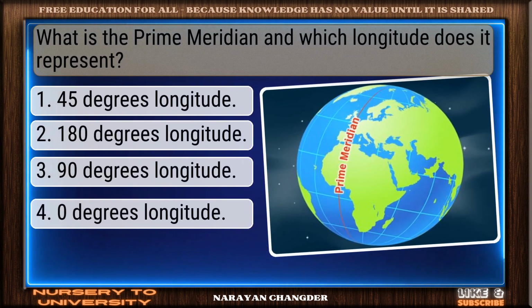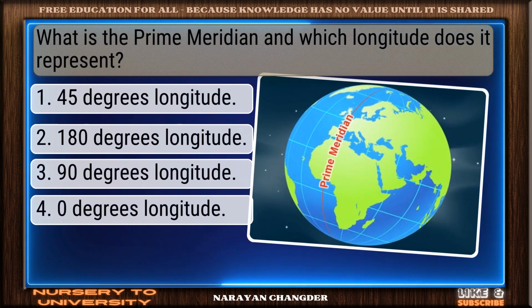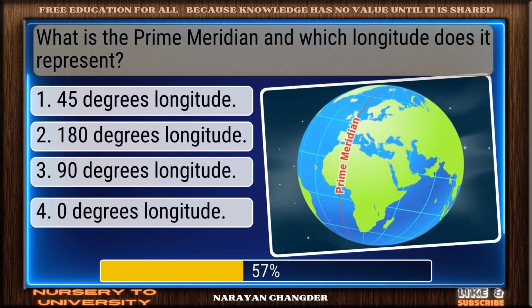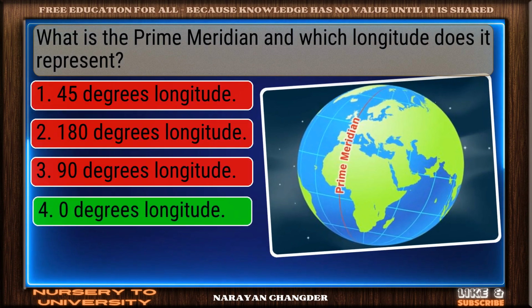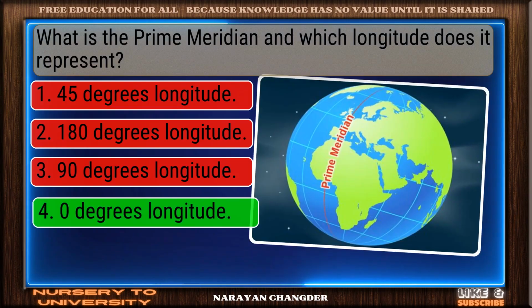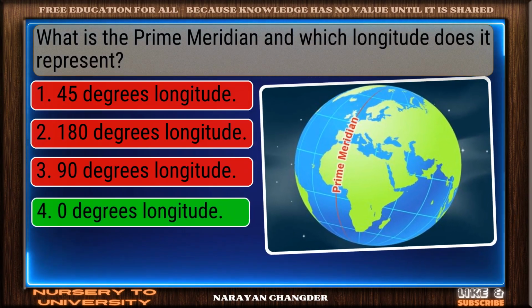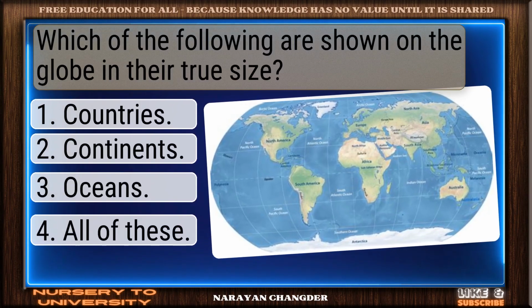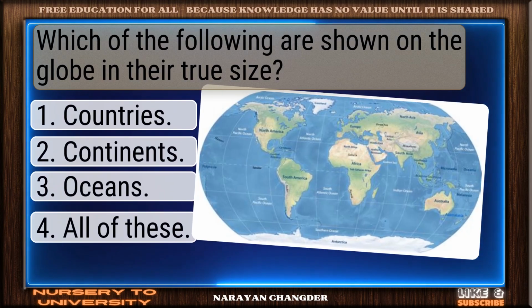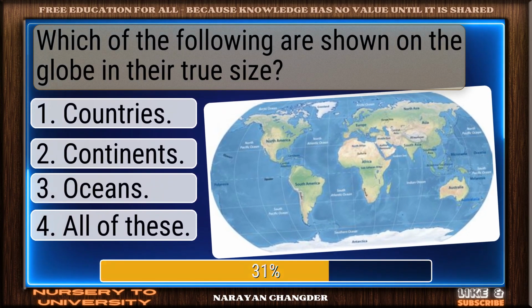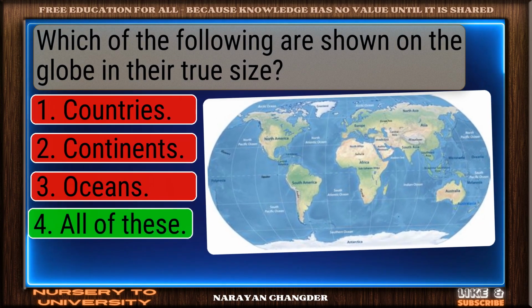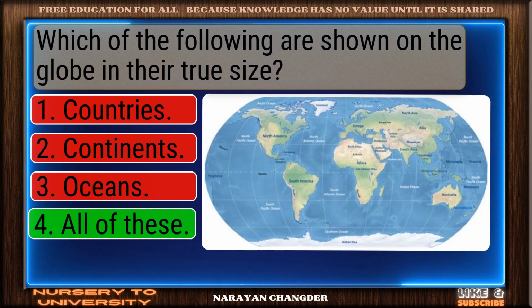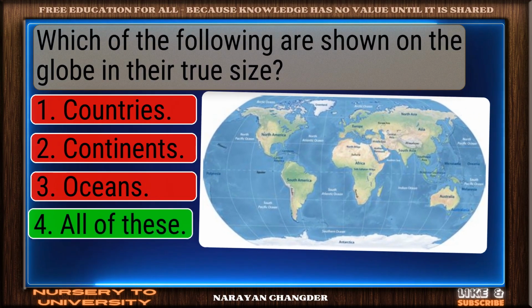What is the prime meridian and which longitude does it represent? Excellent. 0 degrees longitude is a brilliant choice. Which of the following are shown on the globe in their true size? Well done. All of these is the right choice.